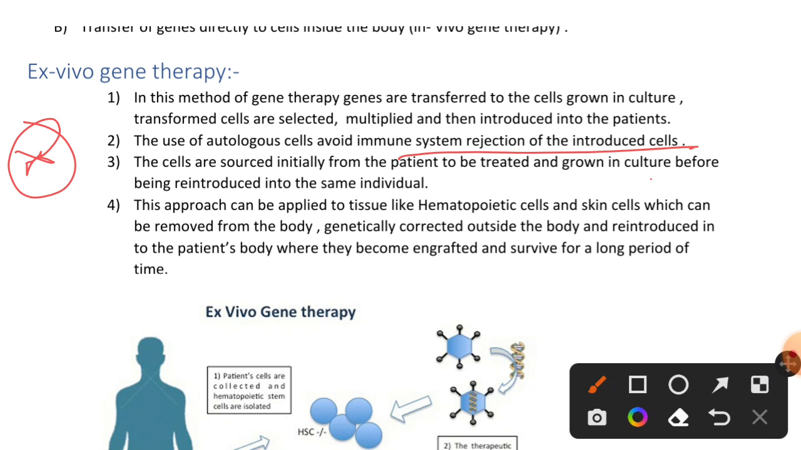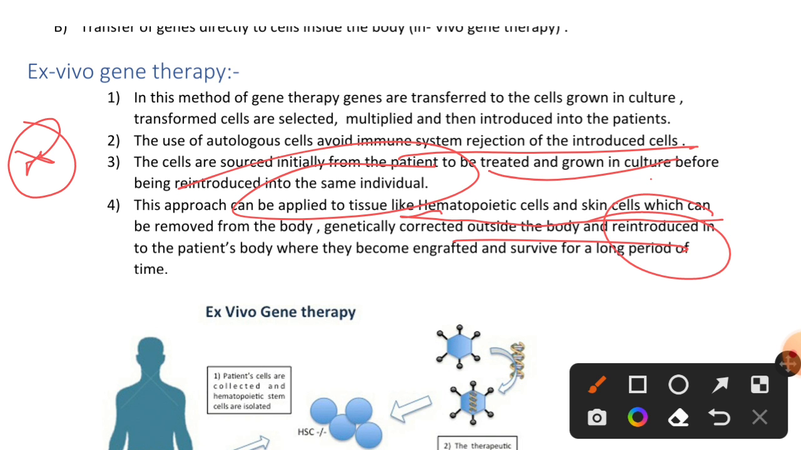The cells are sourced initially from the patient to be treated, then grown in culture, and then reintroduced into the same individual. This approach can be applied mainly for hematopoietic cells and skin cells, because they can be removed from the body, genetically corrected outside the body, and then reintroduced into the patient's body, where they become engrafted and survive for a long time.